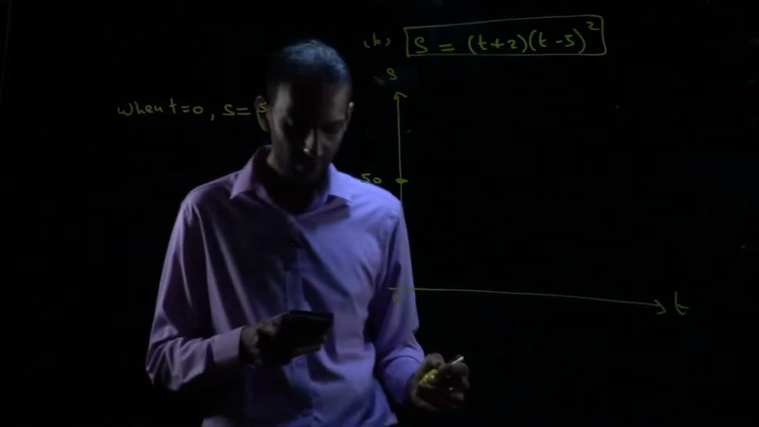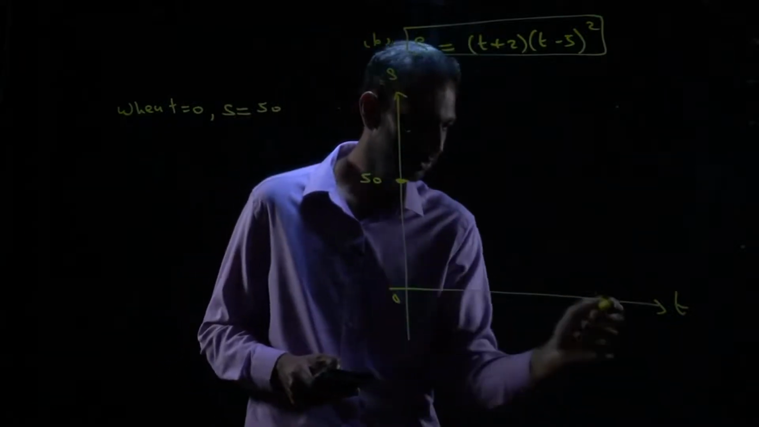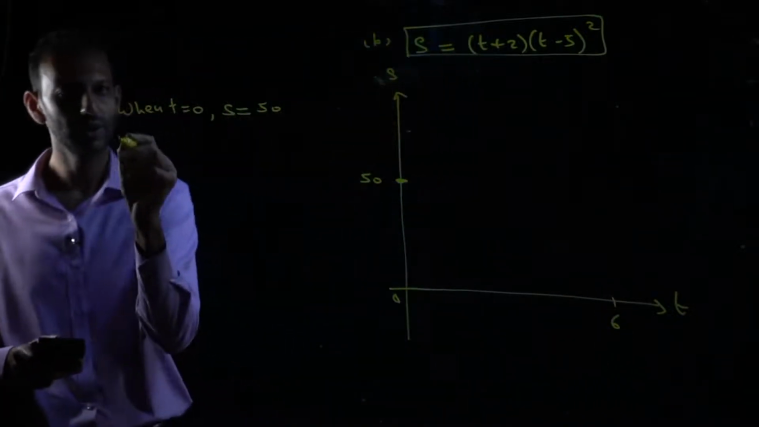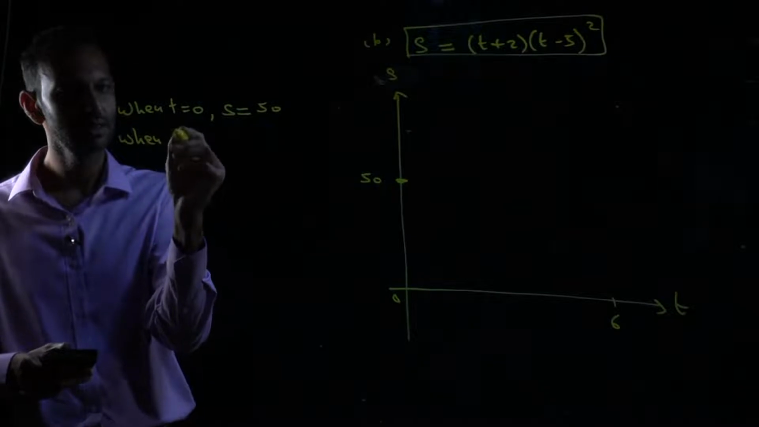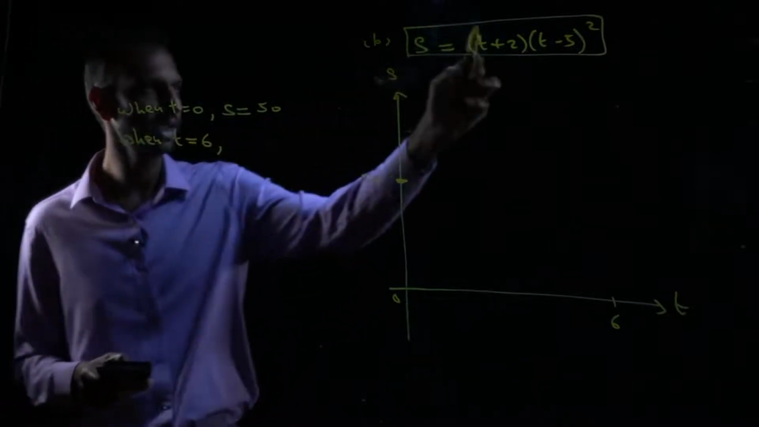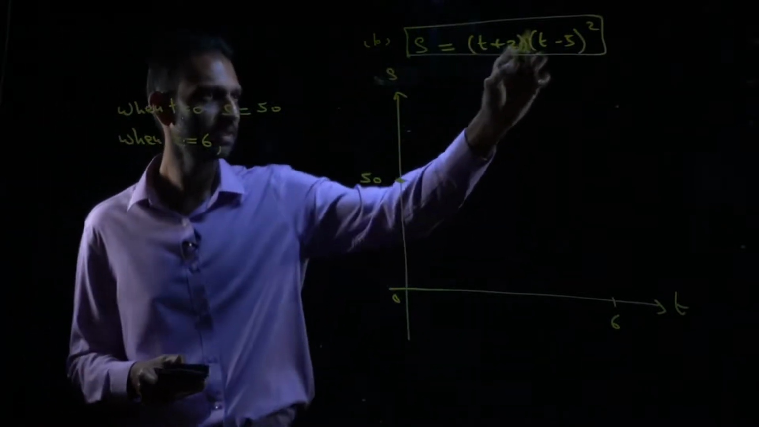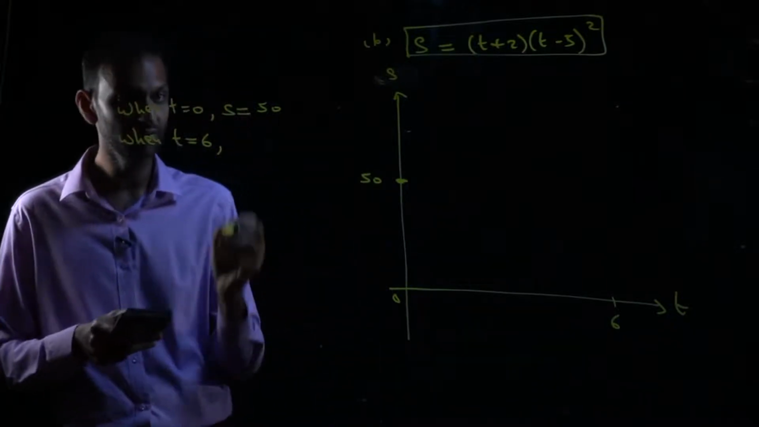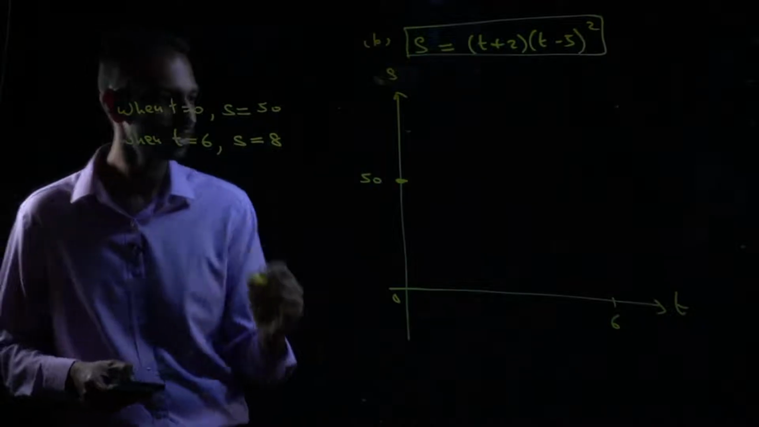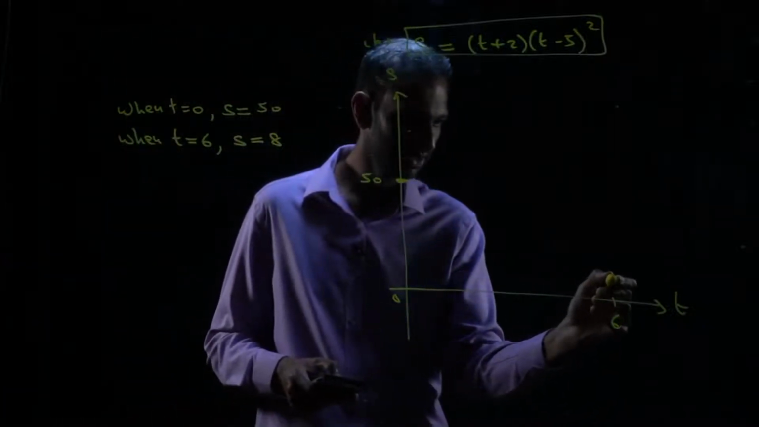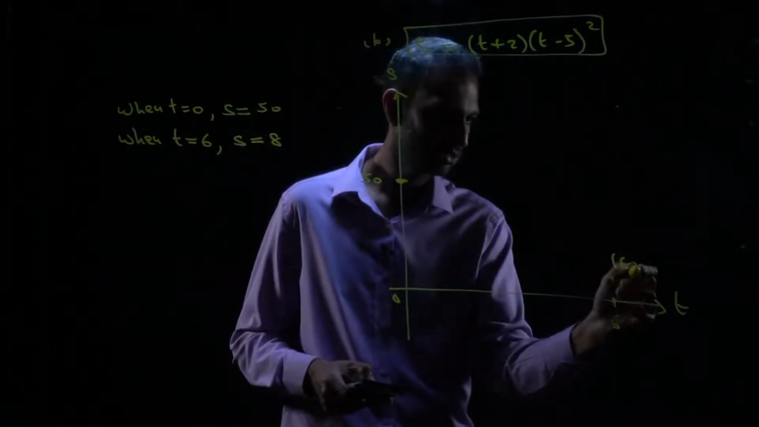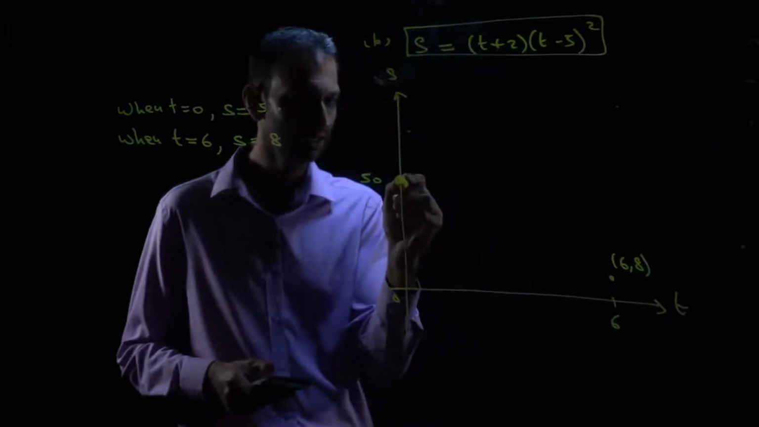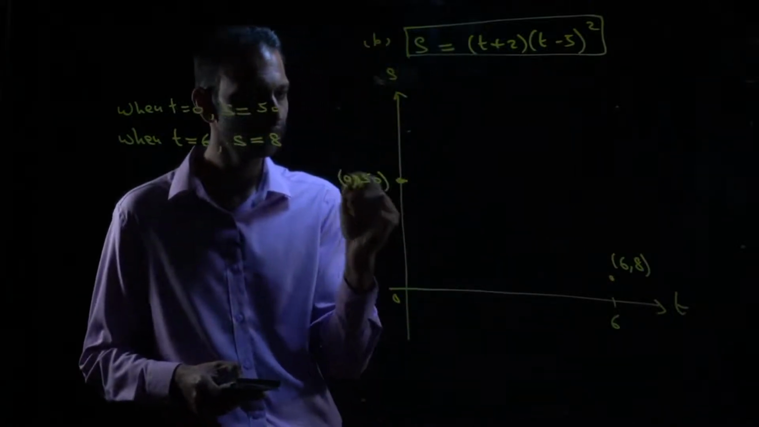Now, the time is between 0 and 6. So when t is equal to 6, let's see what happens. You replace: 6 plus 2 is 8, 6 minus 5 is 1, 1 squared is 1. So we are left with s is equal to 8. So in the sketch, let's say the 8 is somewhere here. That's the point 6, 8. And this one is the point 0, 50.